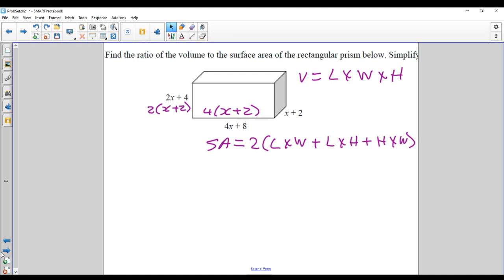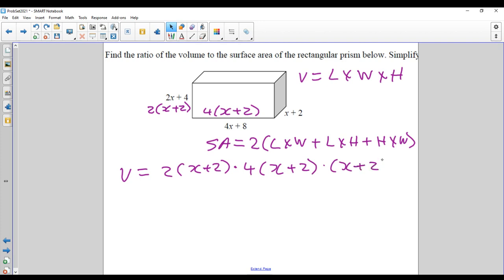So, let's get to volume, the easy one. The volume is going to be equal to 2 times x plus 2 multiplied by 4 times x plus 2 multiplied by x plus 2. What does that look like to you? What do you think that's going to work out to be? I see some common bases there. So we can put those x plus 2's together and raise x plus 2 to the power of what? Yes, 3. And then the 4 and the 2 will give us 8.